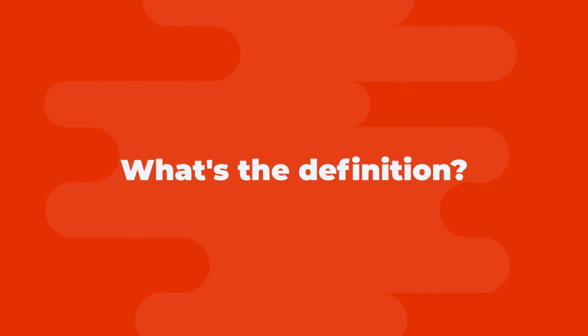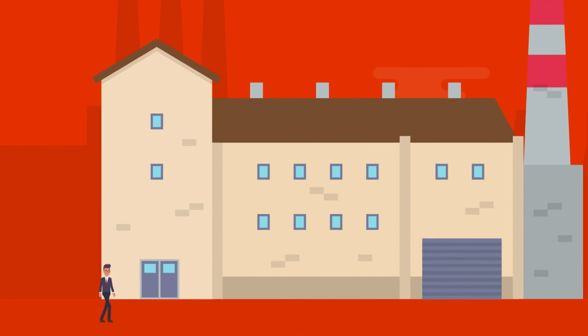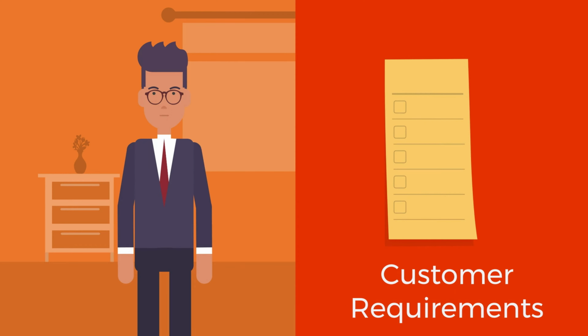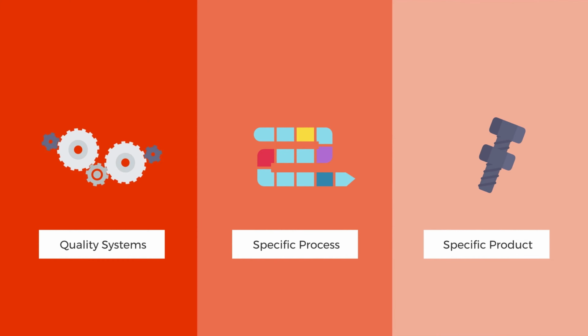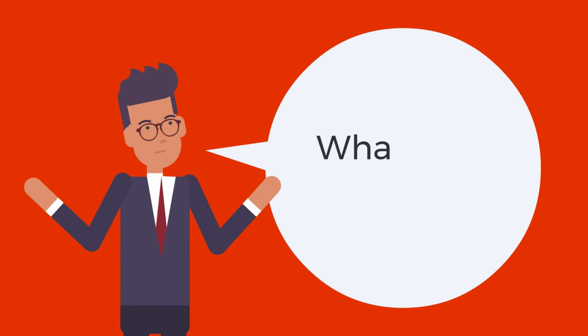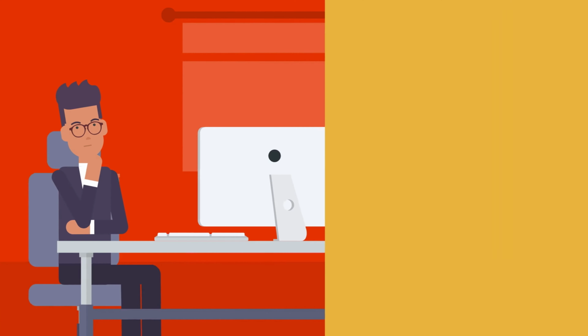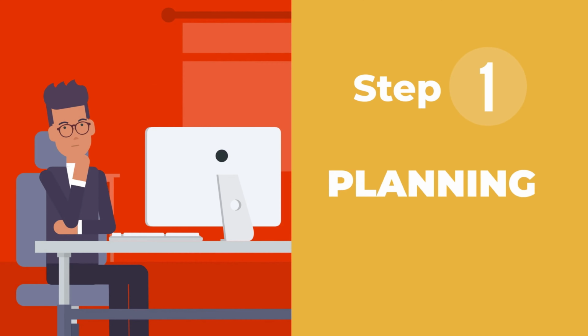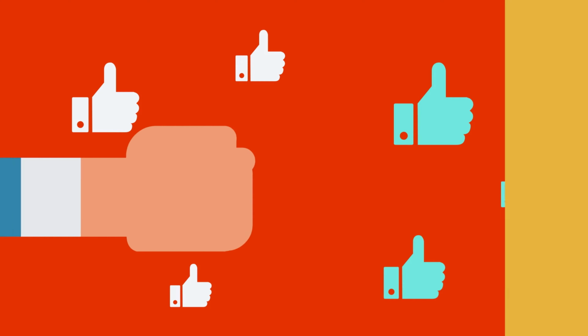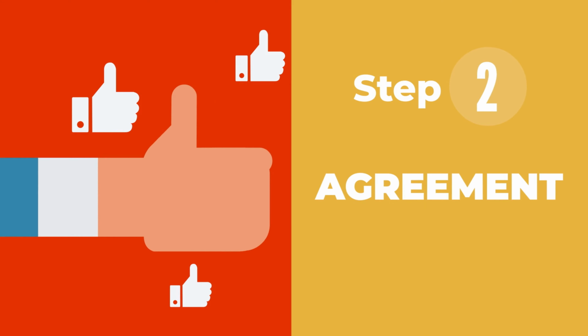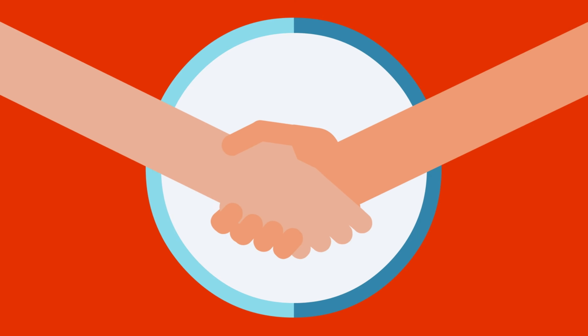What's the definition? It's on-site verification that a vendor meets industry or customer requirements, focusing on quality systems, specific processes, or products. What's the process? Step 1, planning. Everything starts with audit scope and checklists determination. Step 2, agreement. After that, the audit need is communicated, agenda and date event is agreed upon with the supplier.